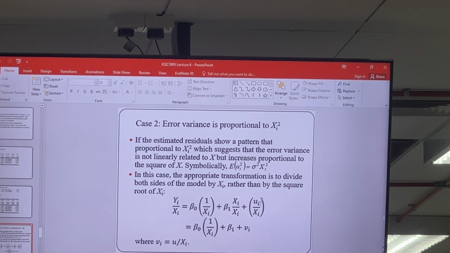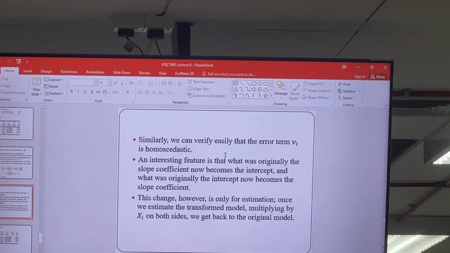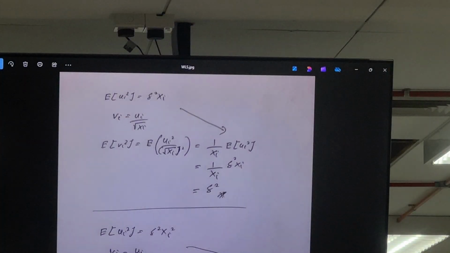And then this is our new, the transformed error term. The transformed error term vi equals ui over xi. Similarly, we can verify easily that the error term vi is homoscedastic. You refer to this one.